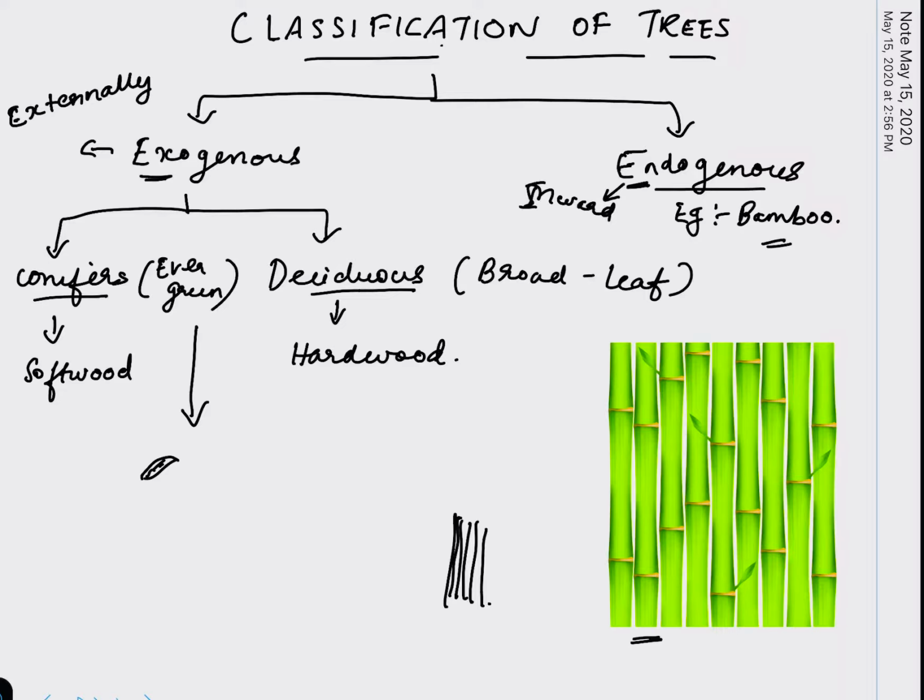Deciduous, they are broad leaf trees. Their leaves are very broad. Okay, like this, it will be very broad leaves. And hardwood is a kind of deciduous tree. We'll discuss about softwood and hardwood in detail now. See here, conifers are not mainly of engineering use. We are mainly using deciduous for engineering purpose. So we will now discuss about softwood and hardwood.